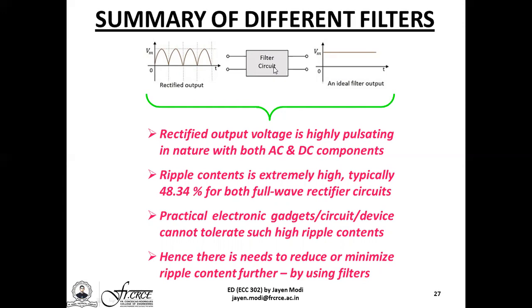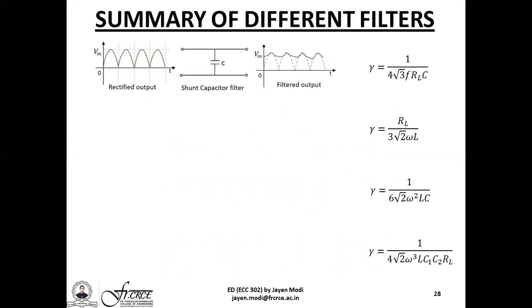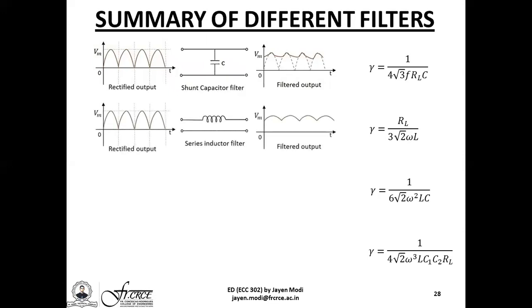And the different filter circuits which we have studied so far are: the first one we began with was the shunt capacitor filter having a ripple factor as shown. We also studied the inductor filter. The main job of the inductor filter was to minimize the spikes or transients due to the capacitor charging through the PN junction diodes.